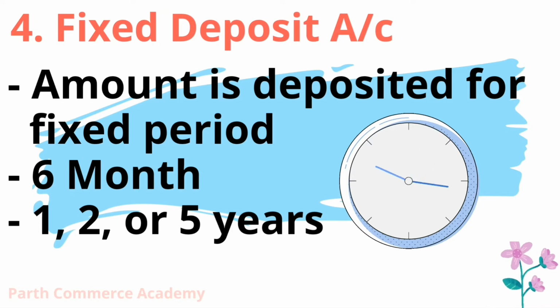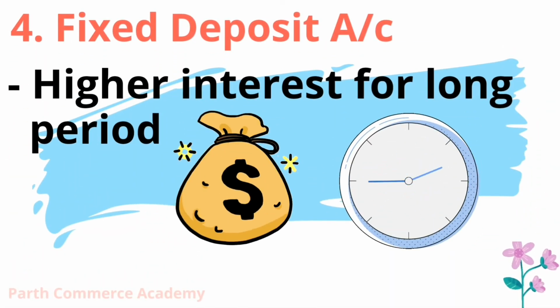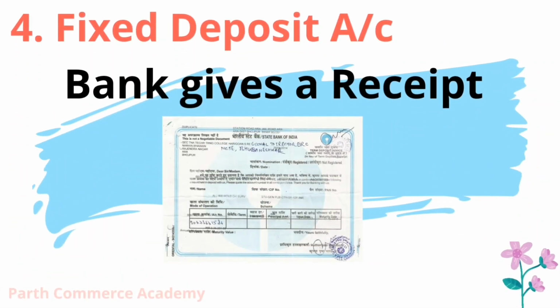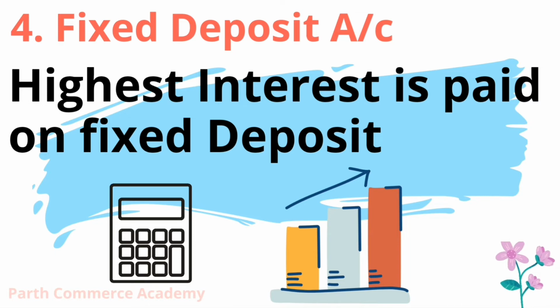Next one is the fixed deposit account. It means this deposit is deposited for a fixed period of time in the bank, like 6 months, 1 year, 2 years, 3 years or 5 years. Due to the longer period of deposit, higher interest is paid to the depositor. The bank issues a receipt to the depositor acknowledging the deposit, called a fixed deposit receipt. The interest rate on a fixed deposit is highest in comparison to savings and recurring accounts.